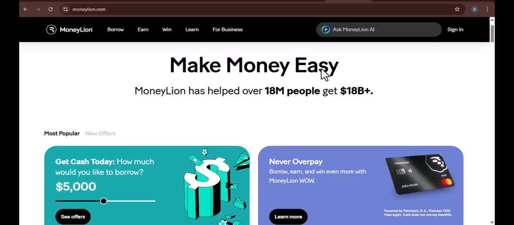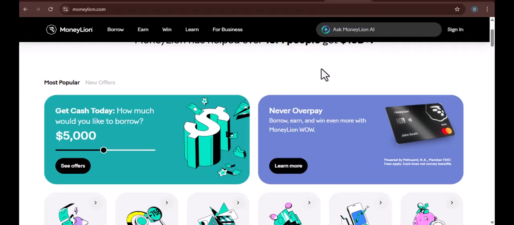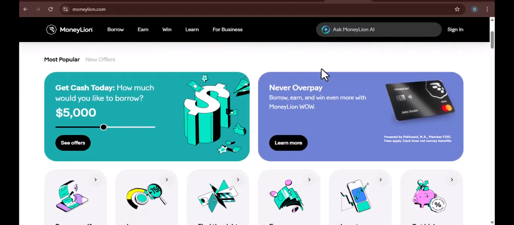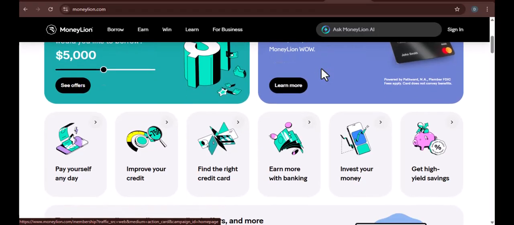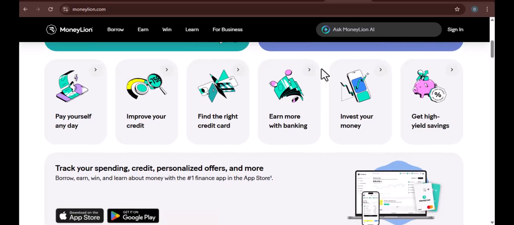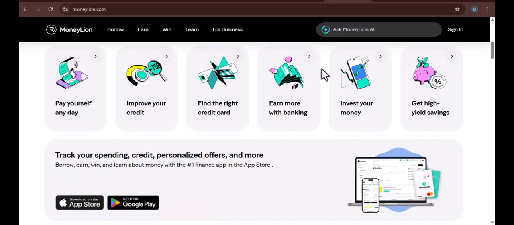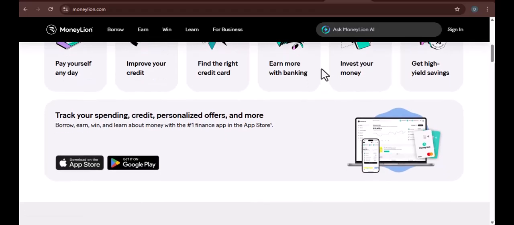To improve your chances of qualifying, there are practical steps you can take. First, use your linked bank account consistently. Second, ensure your income deposits are regular. Third, avoid negative balances where possible. Finally, consider using MoneyLion's Raw Money account, as users often report better access and higher limits with it.